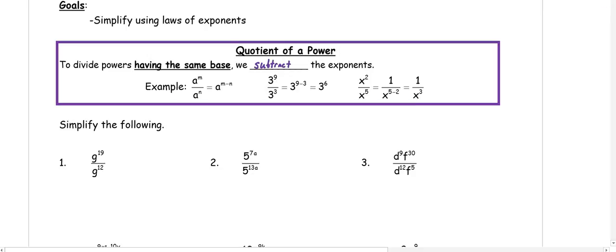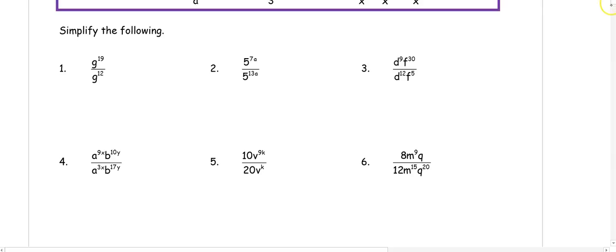Number 1, g to the 19 over g to the 12. 19 is the larger number, so we're going to bring this 12 up to the numerator. So g to the 19 minus 12. You can put over 1 if you want, but you don't need to. This gets us g to the 7th.